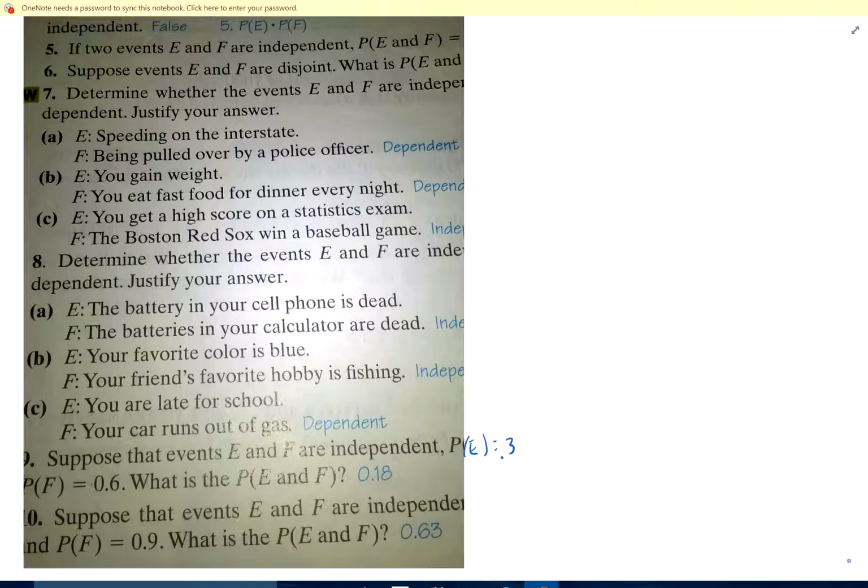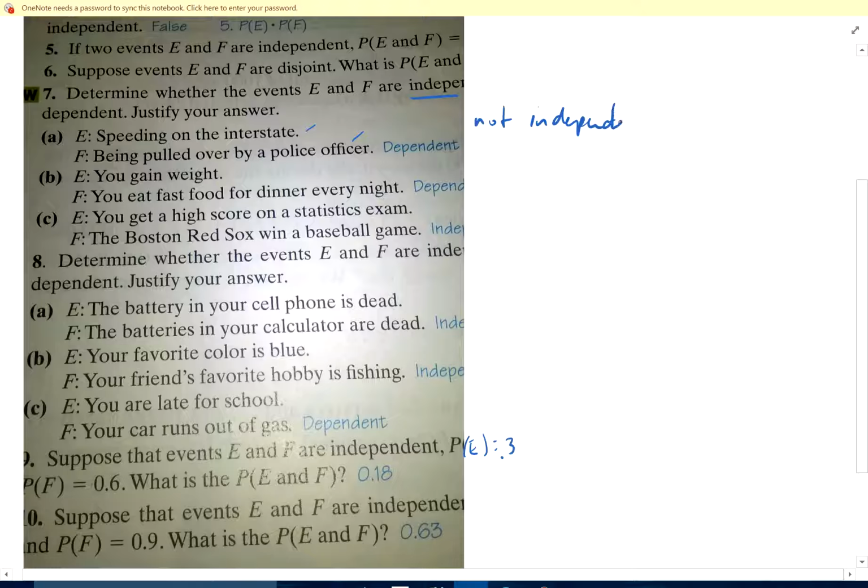Okay, here we go. Homework on section 5.3. Number 7. Determine whether events E and F are independent. Independent just means one happening doesn't affect the other. So speeding on the interstate and being pulled over by a police officer, those are certainly not independent of each other.